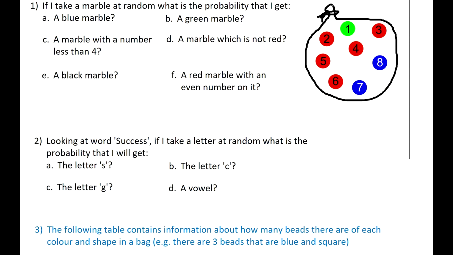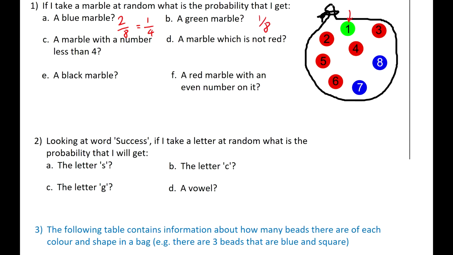Okay, for question 1A, odds of getting a blue marble. I have 2 blue marbles out of 8 altogether. Again, you are free to simplify. Odds of getting a green marble, there's just this 1 here. So it will be 1 out of 8.